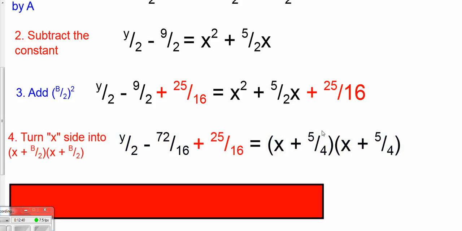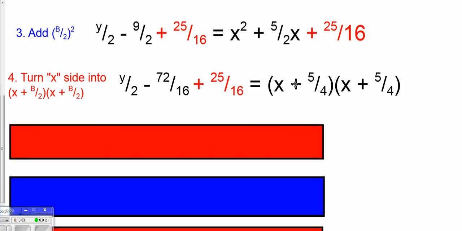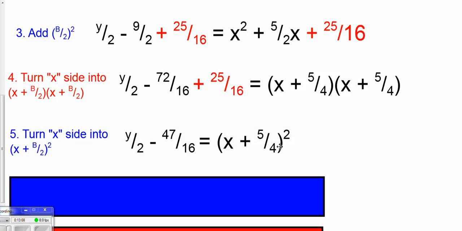Now I'm turning my x side into x plus b/2 times another x plus b/2. So I turned all of this into x plus 5/4, x plus 5/4. Notice this is the same 5/4 that I used to get this 25/16. Now, instead of calling this two binomials, I'm just going to put them together into x plus 5/4 squared.